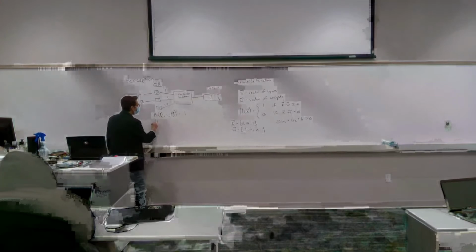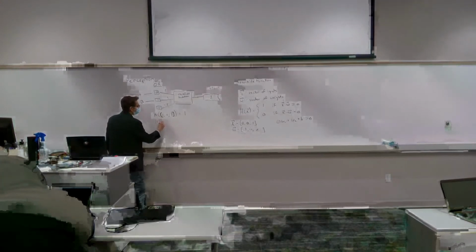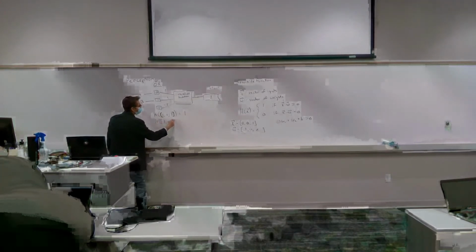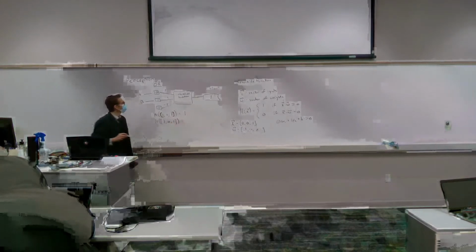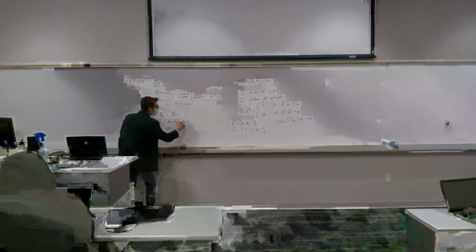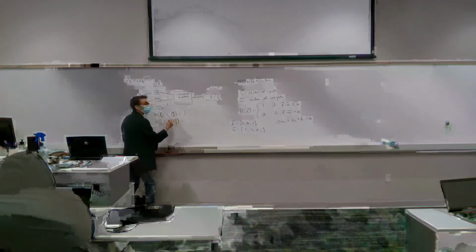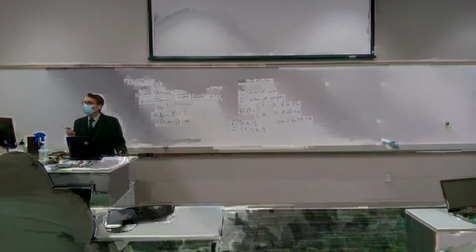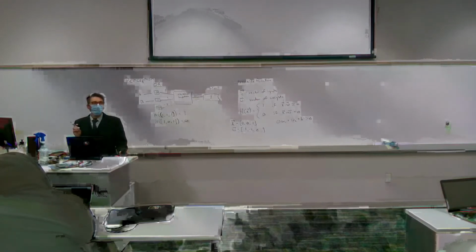Let's try this one. Well, the dot product is -1, so the output is 0. And what was the output supposed to be? It's supposed to be 1. So what does that mean? The bias is too big in absolute value. It's too negative.